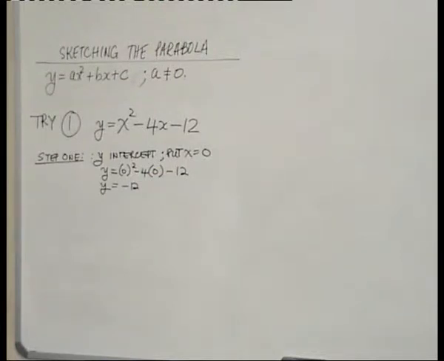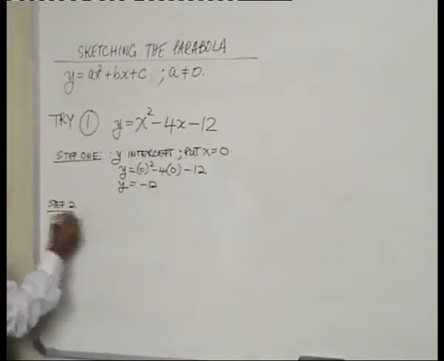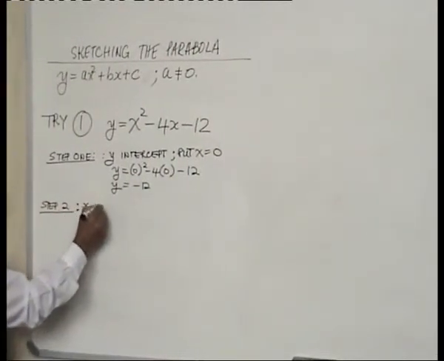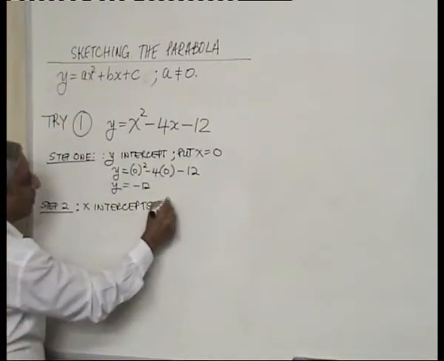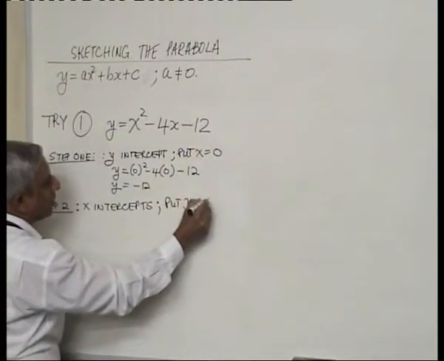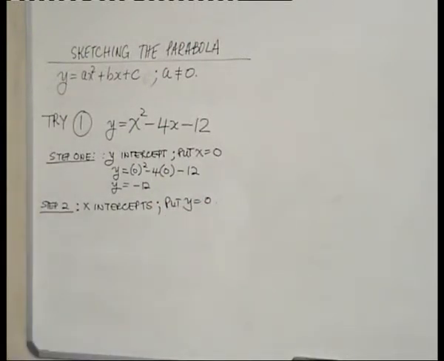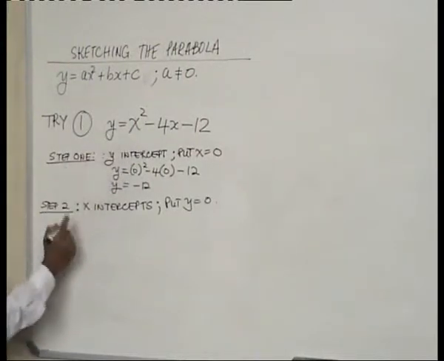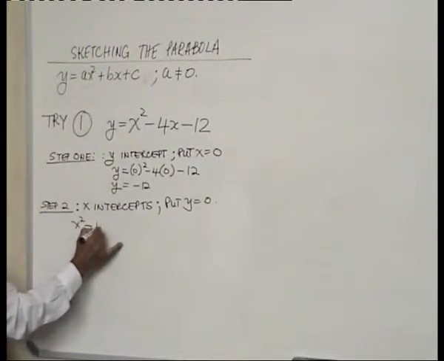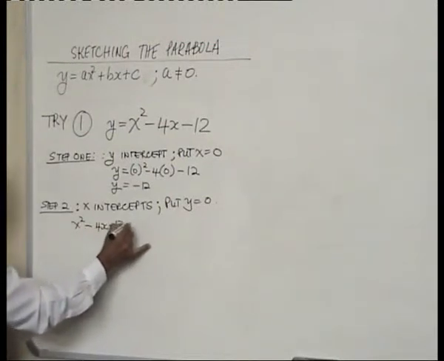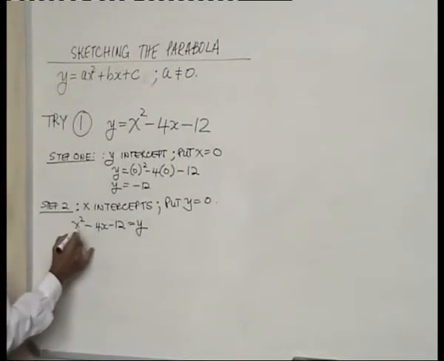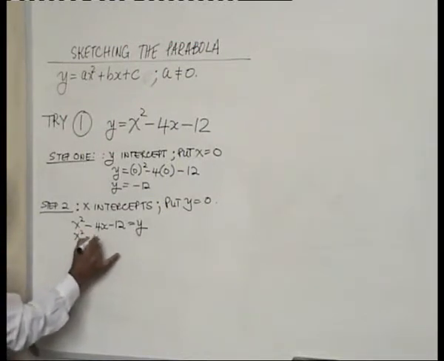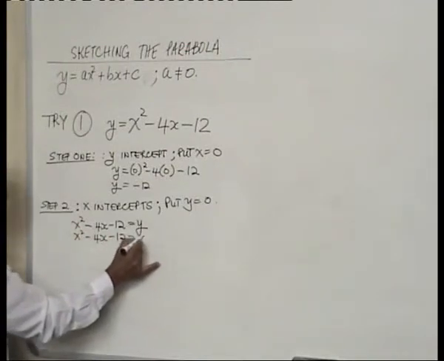Alright, let's move to step 2. Step 2, we want to find the x-intercepts. Now for the x-intercepts, we have to put y equal to 0. Once again, we are smart now. What we say is we better write it like this: x squared minus 4x minus 12 is equal to y. So we start like that, and then we put y equal to 0.